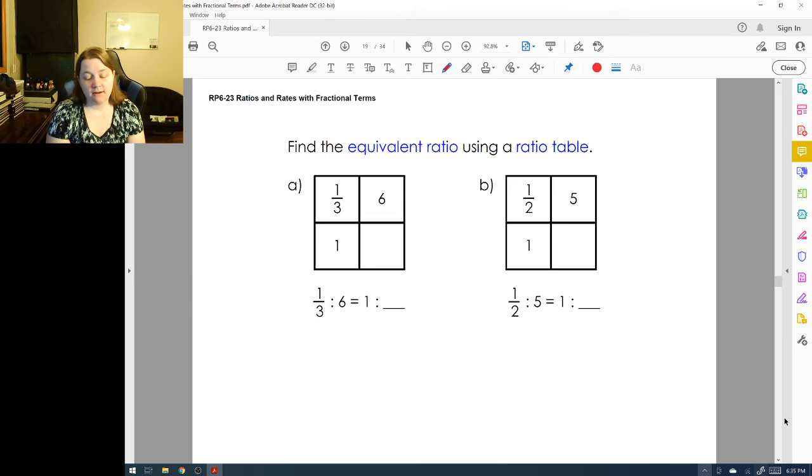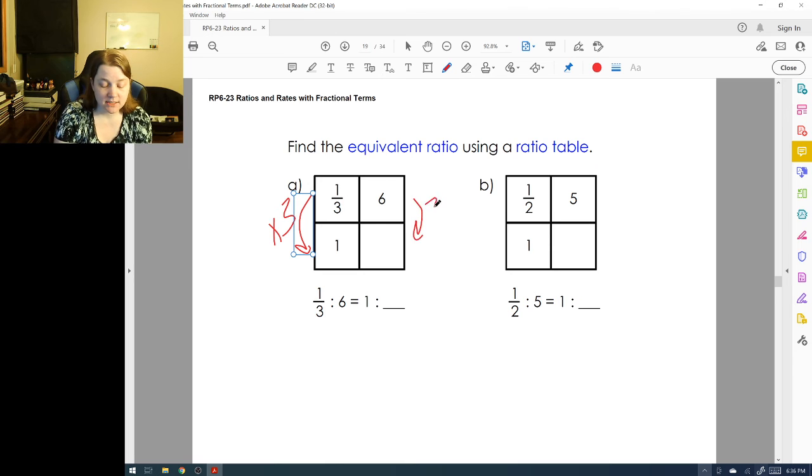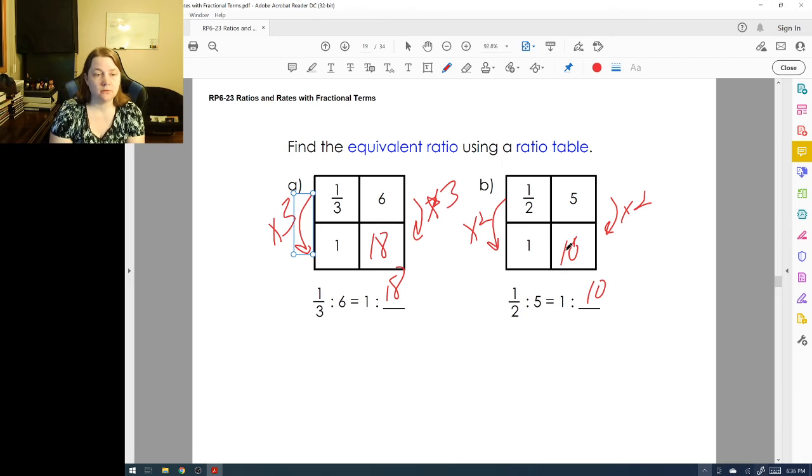So let's go ahead and find the equivalent ratios using the ratio tables. 1/3 to 1, I multiply by 3. 6 times 3 is 18. So the equivalent ratio is 1 to 18. 1/2 to 1, I multiply by 2. And 5 times 2 is 10. So that's a 1 to 10 ratio.